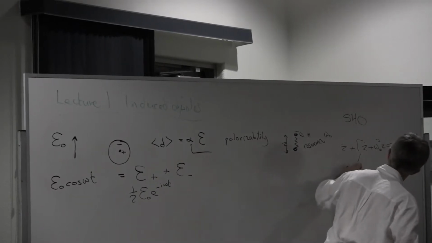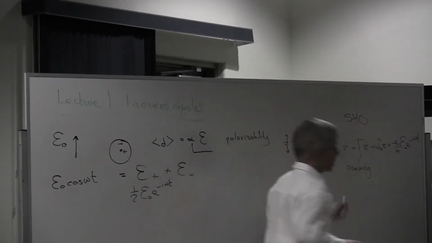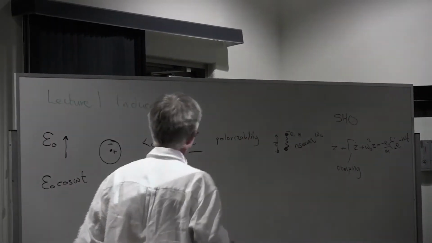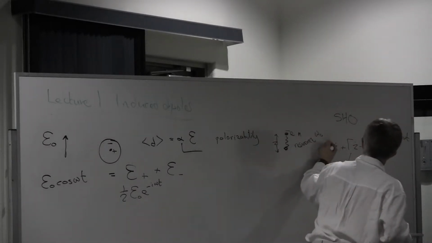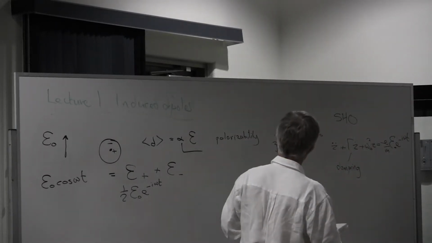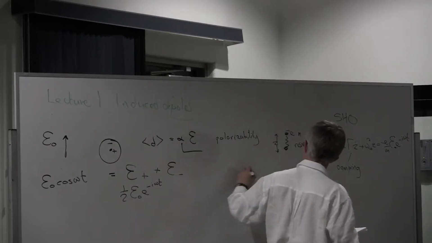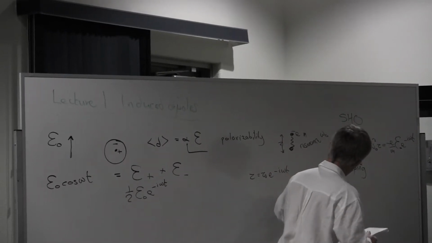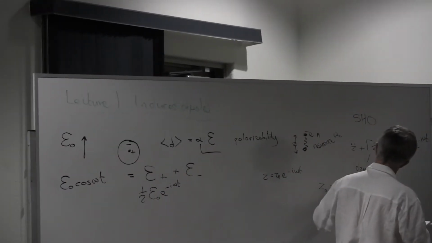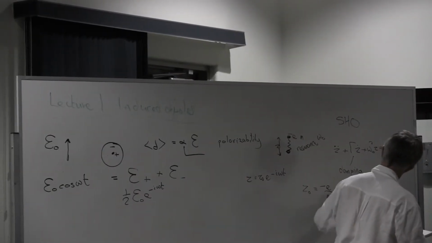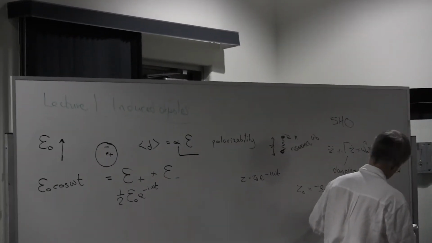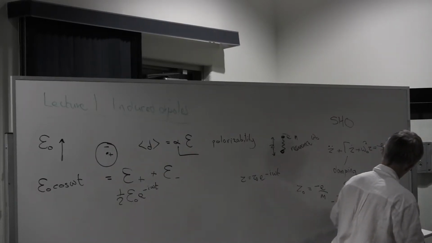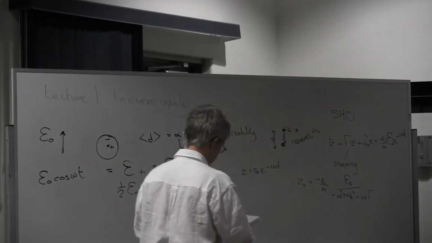So we're going to come back to that quite a lot. What is this damping and how does it appear? So then I just substitute a trial solution, like say z equals z naught e to the minus i omega t, and then I get this solution.